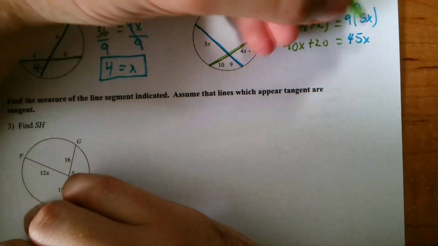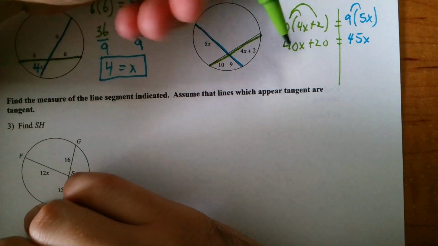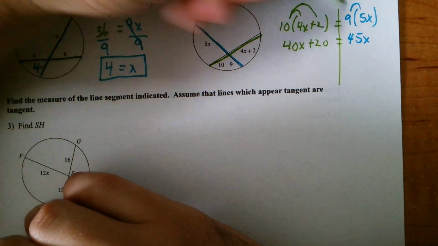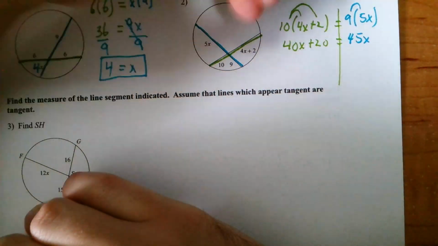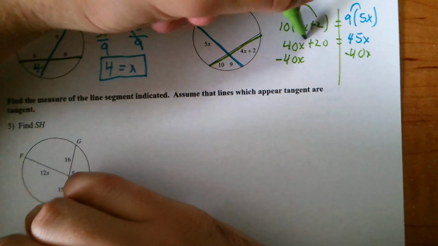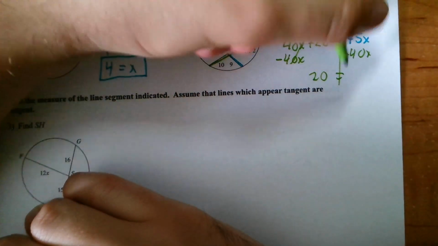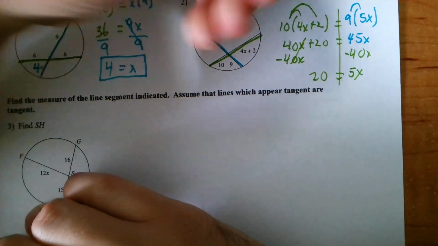Now, I'm going to get my like terms together. So draw my line. 40x plus 20 can't be added. There's an x on the other side. So that means I want to get this 40x over here. So take away 40, take away 40. That leaves me with 20. 45 minus 40 is going to give me 5x.